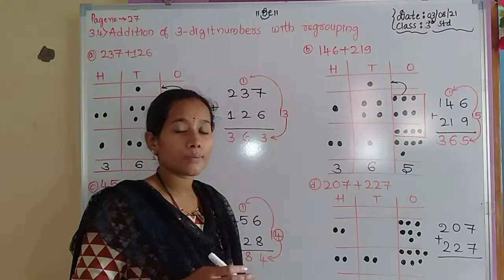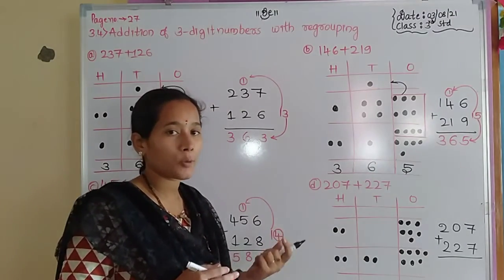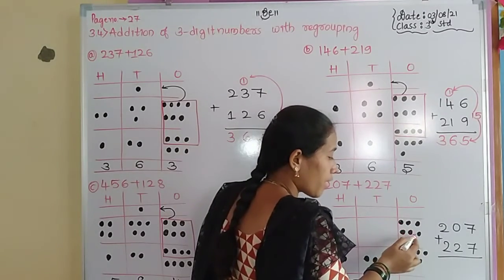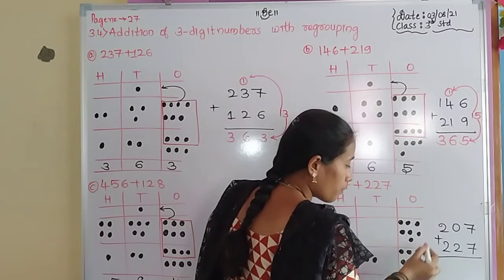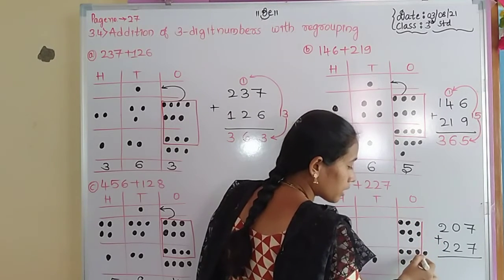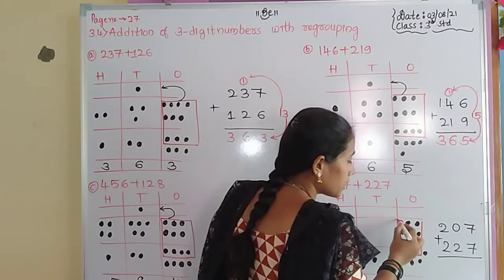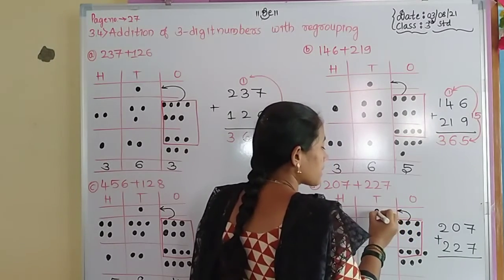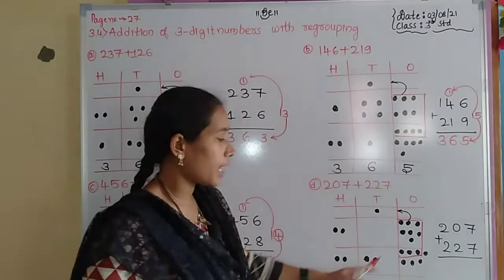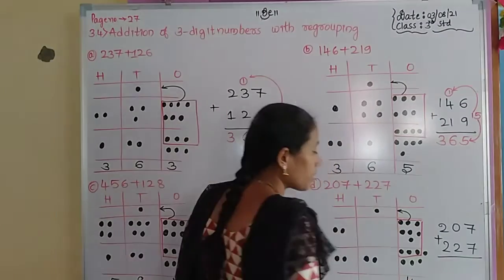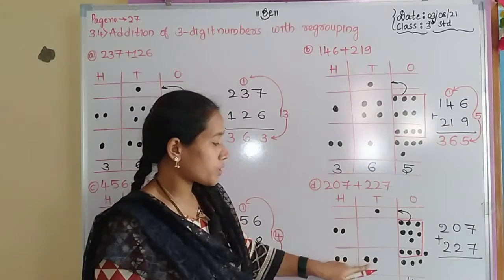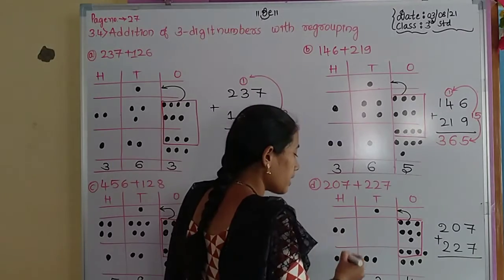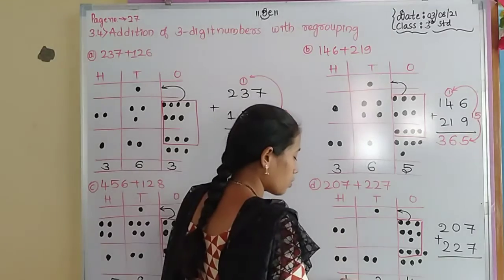Now regroup the ones position to give carry to the next tens position. Here we have to make a group of 10 dots. 1, 2, 3, 4, 5, 6, 7, 8, 9, 10. Okay. So this is one group. We have to move this group to the next placement, the tens placement, and the remaining are 4. So write here 4. In the tens placement, 0 plus 2 is equal to 2. 2 plus 1 carrying is equal to 3. Then in the 100 position, 2 plus 2 is equal to 4.